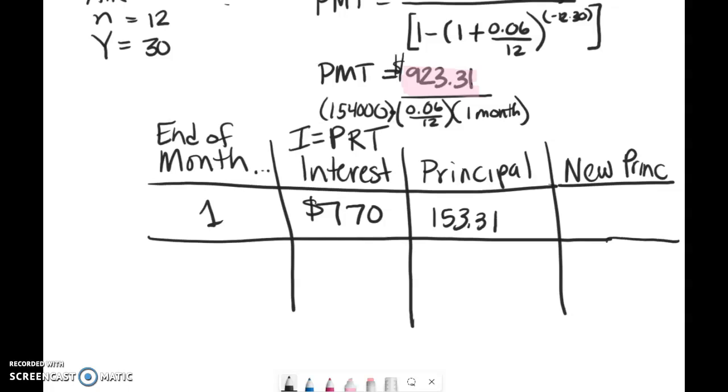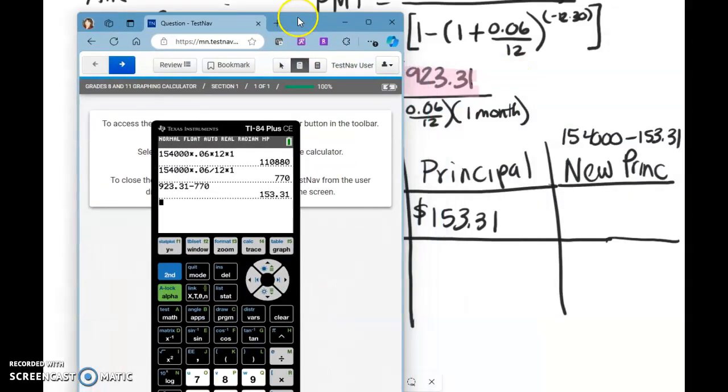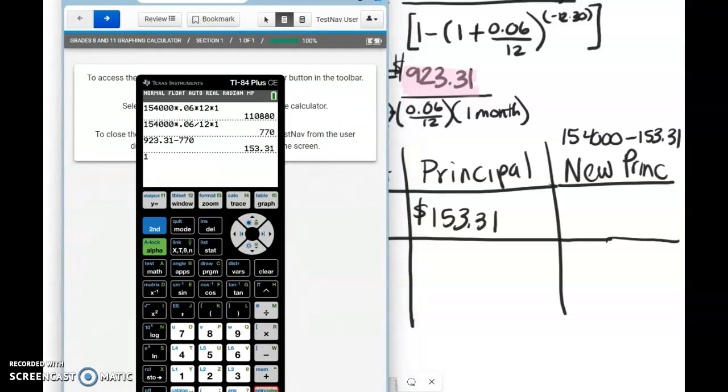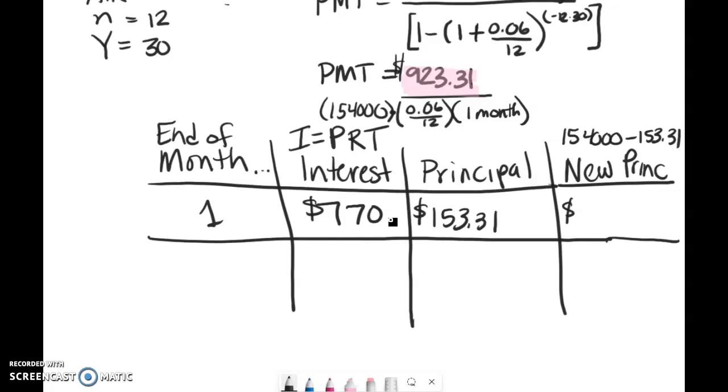The new principal would be whatever the starting was, which in this case was the 154,000, and subtract off the 153. So let's see what we get our new principal to be. And I can hit, instead of retyping that, second negative sign. And so let's write down that here. Now, we don't have to put the dollar signs in because the dollar signs in the MyLab Math are in there. But if you're doing this on a test, you want to make sure you label everything with dollar signs.